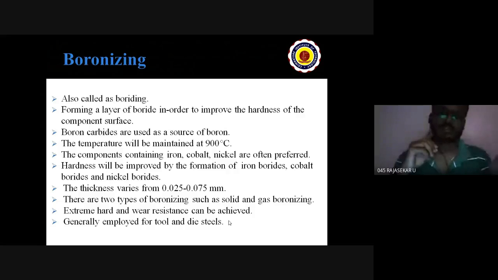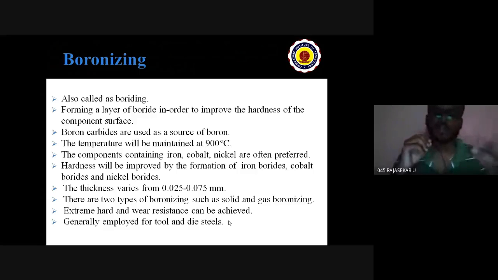Boron carbides are used as a source of boron, as they are rich in boron. From that we will obtain the necessary carbon and boron to form a hard layer. The temperature will usually be maintained at 900 degrees centigrade.